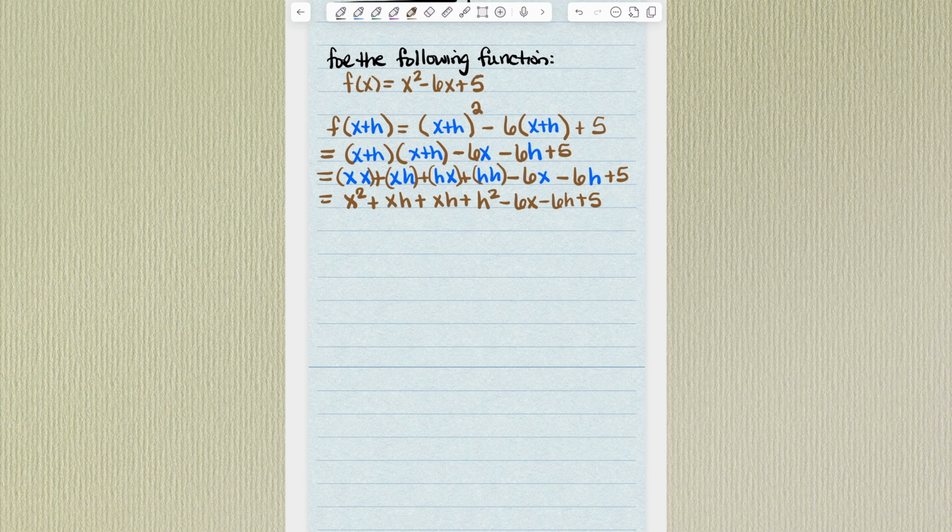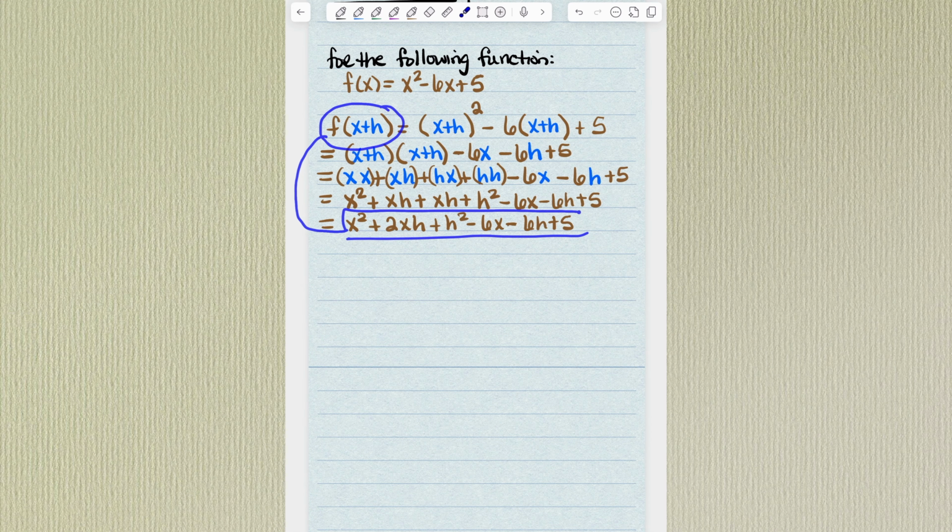Cool. So let me come down here. We have xh plus 2xh, because this is 1xh, 1xh, they're the same, so you have two of them, all right? Plus h squared minus 6x minus 6h plus 5. All right, that's f of x plus h. f of x plus h is this whole thing here.